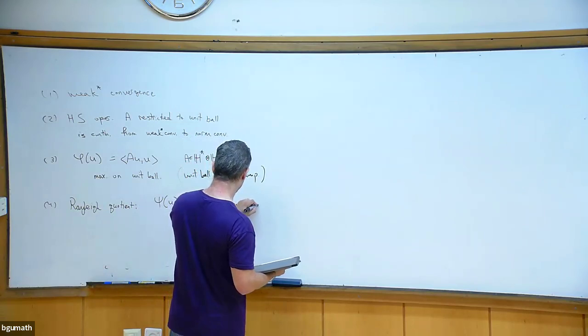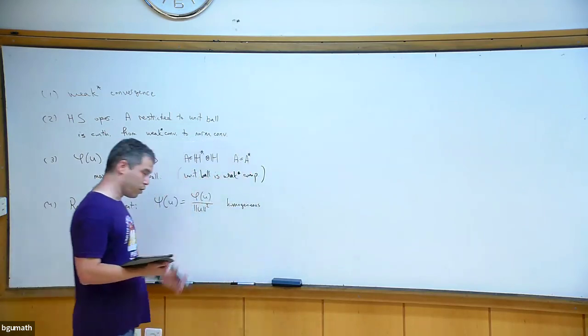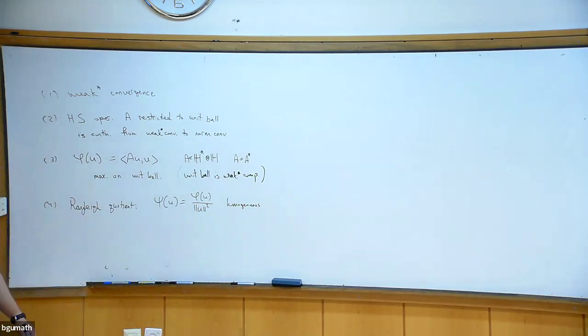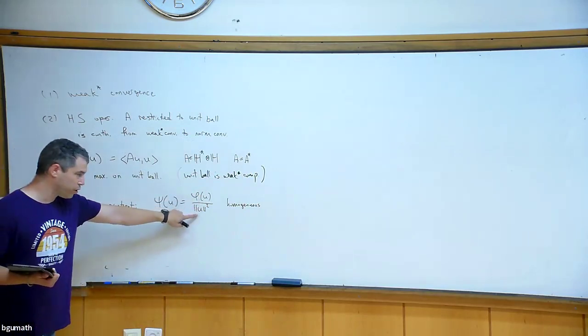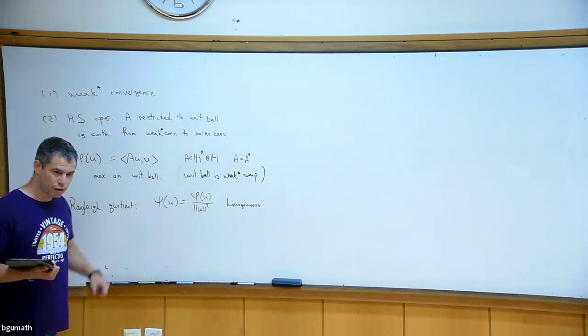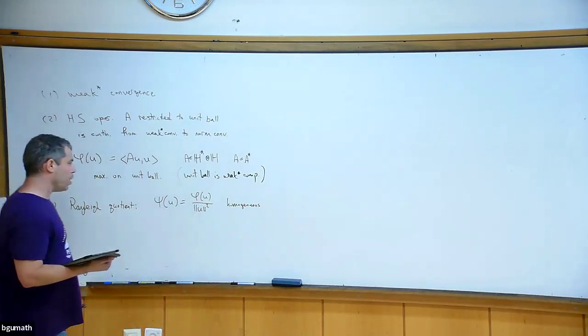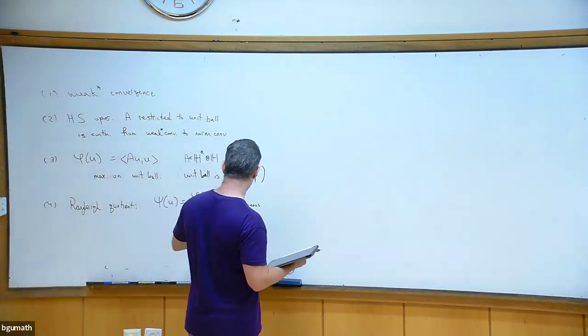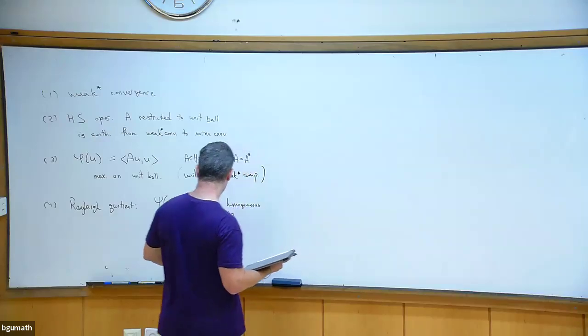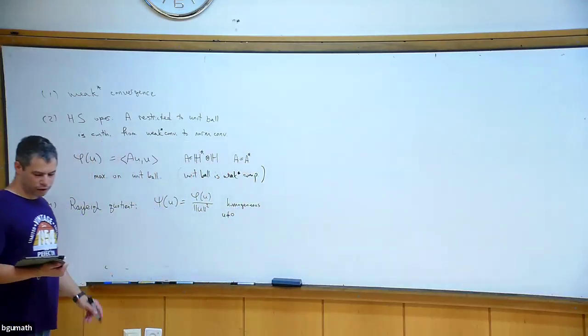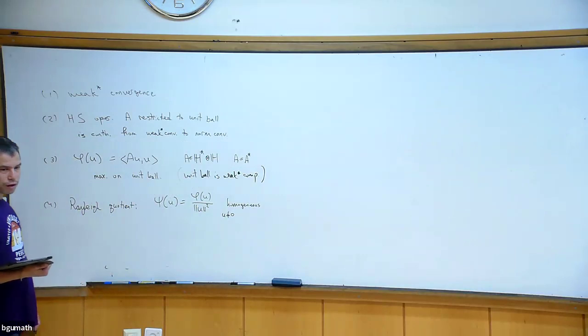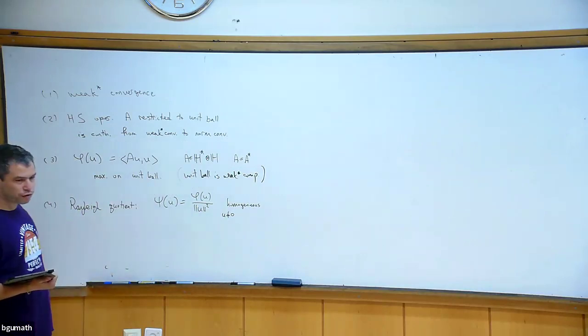This is homogeneous, meaning if you multiply the vector by a scalar, it gives the same value, right? Because here you get the scalar squared, here you get the scalar squared. But it's defined only for u not equal to 0, otherwise I have a problem defining it. I would have to give a separate definition for u equals 0. So it is not defined at 0.